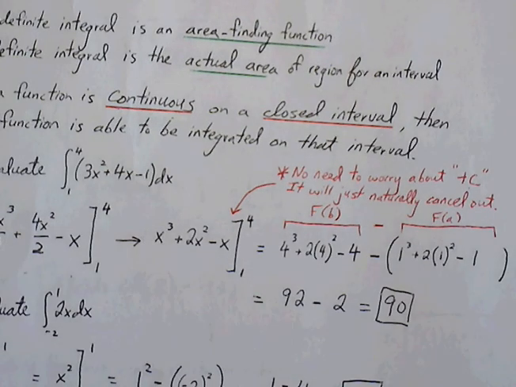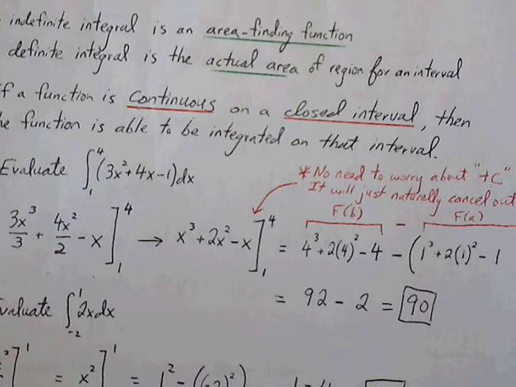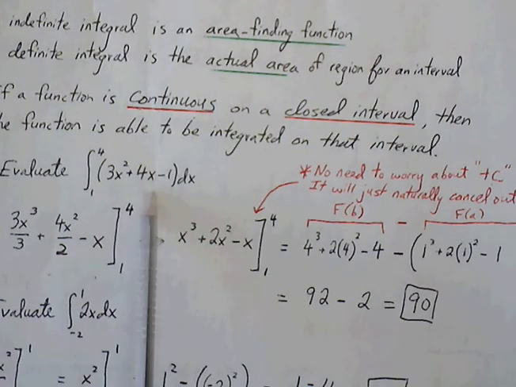Okay, so we evaluate and we get 92. All this comes out to be 92. All this comes out to be 2. So 92 minus 2 is 90. So the definite integral from 1 to 4 of the region under the curve will be 90.